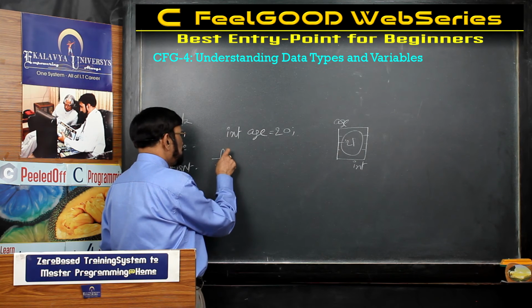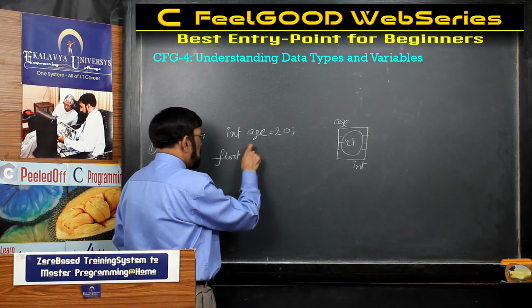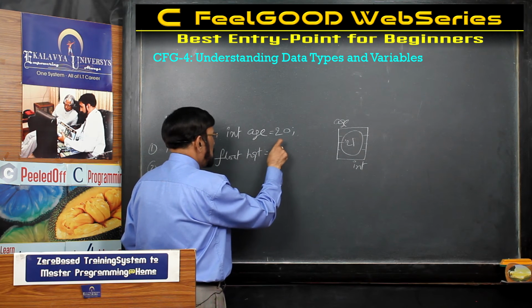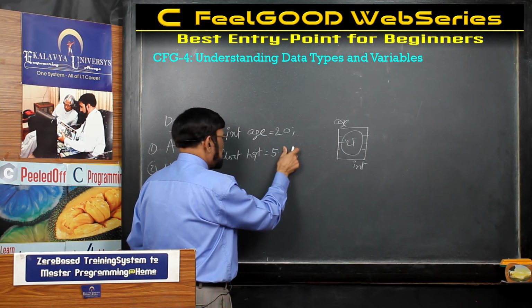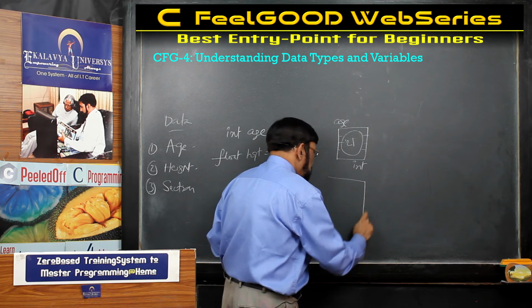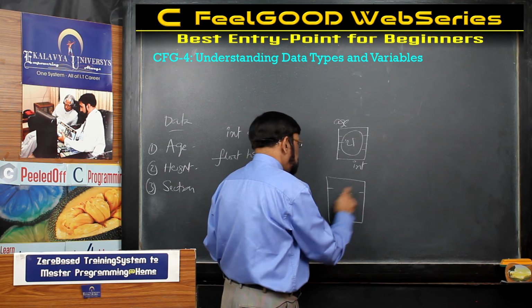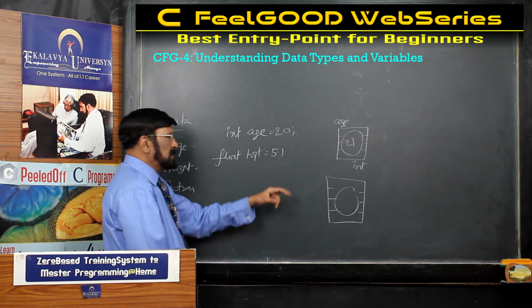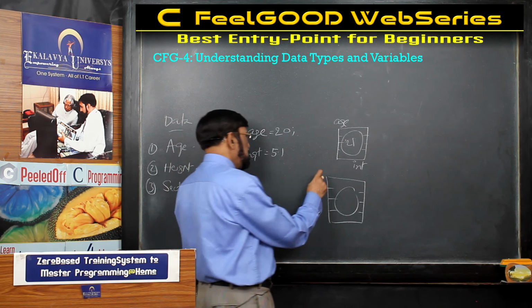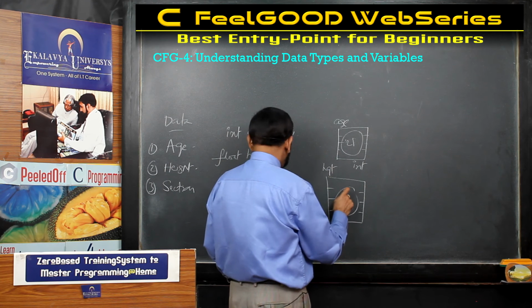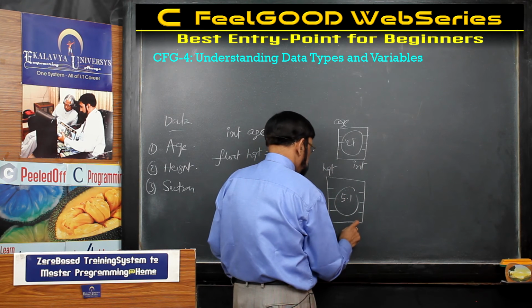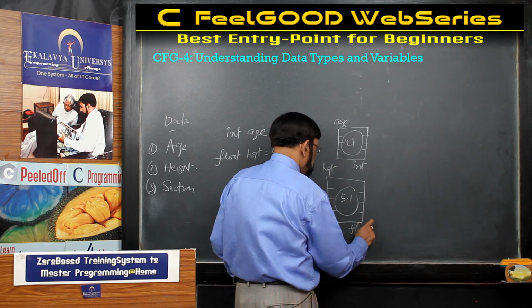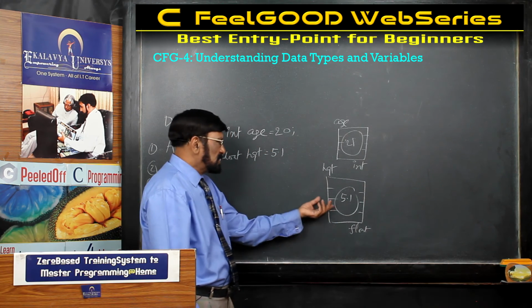And one more I will show you. Your float, your height, 5.1. Now containers of different types and different sizes are opened, created in your memory, the computer memory. Its name is height, its value is 5.1, its type is float. Now you understand this also.